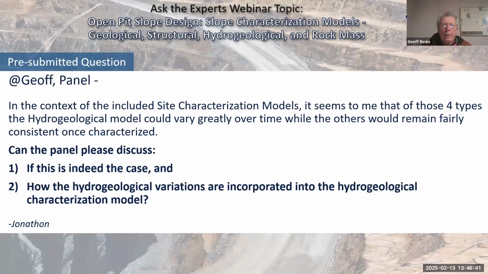I'll let some of the other guys chip in to discuss some of the other components of the geotechnical model and how they may also vary.